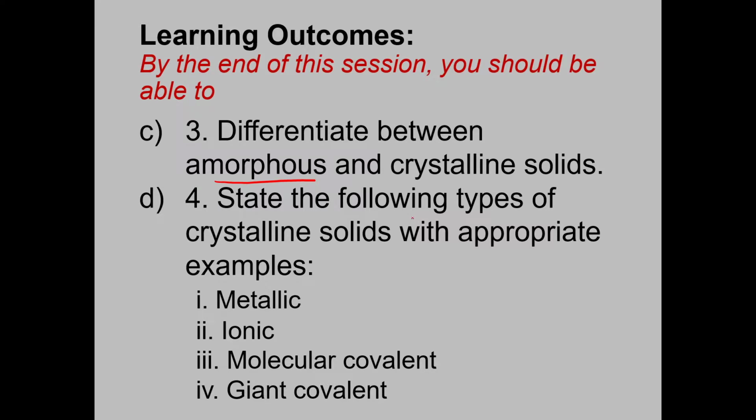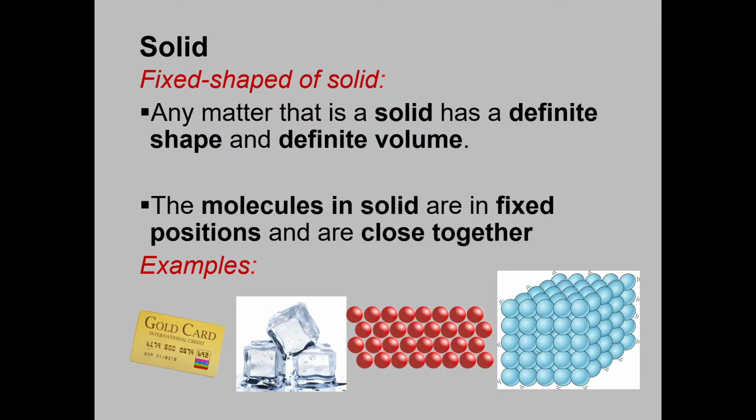Okay. And then crystalline solid pula terbahagi kepada a few examples where it have metallic, ionic, molecular covalent and giant covalent. This type of crystalline solid, what you need to know is how it form. Okay, macam mana this solid are. The metallic bonding ke, ionic bonding ke, molecular covalent bonding ke, giant covalent, and the examples. The examples is very easy. You guys just boleh remember.